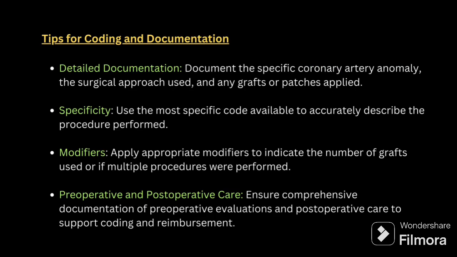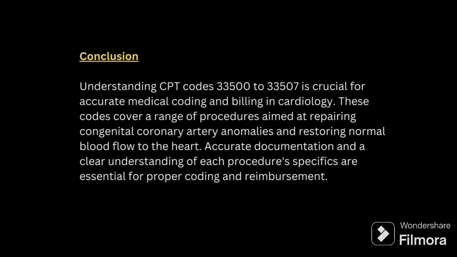The tips for coding this: first we have to understand the specific coronary artery anomaly, the surgical approach used, and whether any graft or patch has been applied. These are the points you should be very clear about when coding this. That is, you should know what type of coronary artery anomaly it is, whether any surgical approach is used, and whether any graft or patch has been applied, and please check what modifiers will be appended. That's all about this procedure.